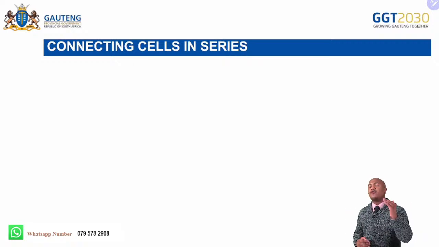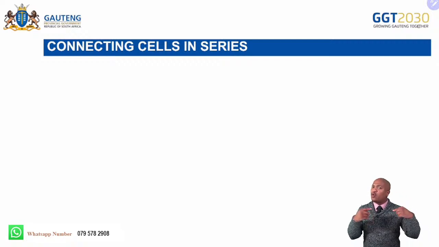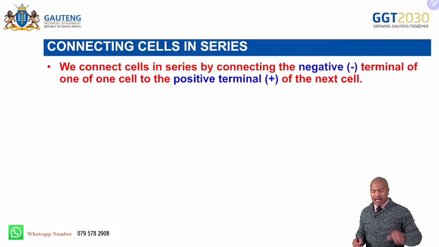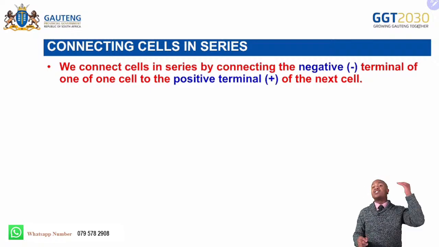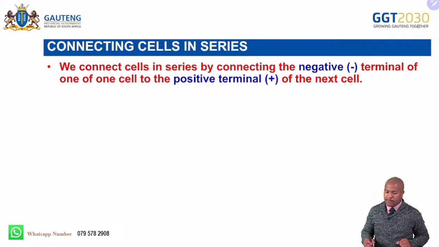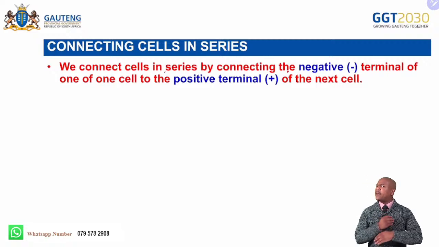So I want us now to focus on connecting cells in series. What happens when we connect cells one after the other? This is what happens. When we connect cells in series, we connect the negative terminal to the positive terminal of the following cell. As the statement says here, we connect cells in series by connecting the negative terminal of one cell to the positive terminal of the next cell. Does it make sense?